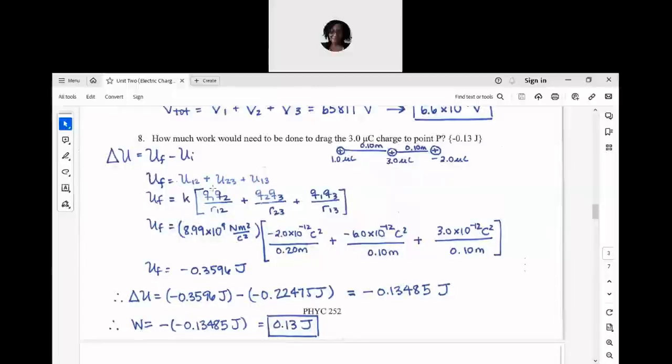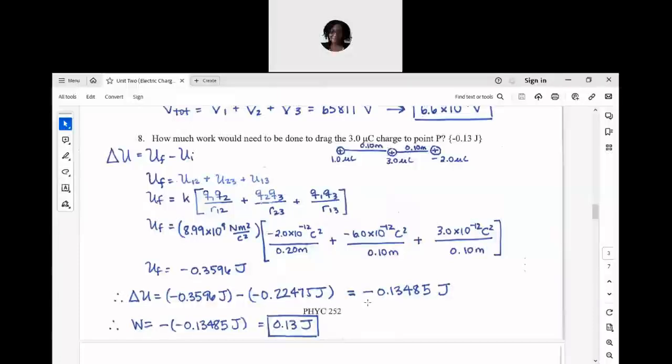I need to evaluate all of the available pairs again, so I have a 20 centimeter separation between the 1 and the 2 microcoulomb charge, and then just a 10 centimeter separation between the remaining pairs. That's where 0.20 and 0.10 and 0.10 come from. So sum that up, you get negative 0.3596 joules.